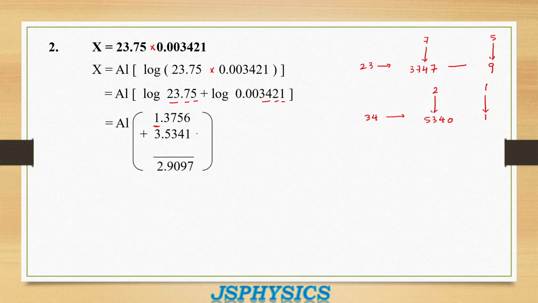On adding these two numbers, 6 plus 1 becomes 7, 5 plus 4 is 9, 7 plus 3 is 10. So 1 comes here, carry, and then 5 plus 4 becomes 9. Now, here this is 1 minus 3. So 1 minus 3 becomes minus 2. So that is written as bar 2. So addition of these two numbers results as bar 2.9097. The next step will be to find the anti-log of bar 2.9097.